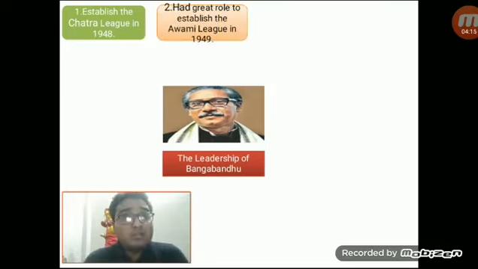Then he had a great role in establishing the Awami League in 1949. On 23rd June 1949, the East Pakistan Muslim Awami League was formed. Bangabandhu was the joint secretary of the East Pakistan Muslim Awami League, but at that time he was in jail. But to form the East Pakistan Muslim Awami League, Bangabandhu Sheikh Mujibur Rahman had a great role.